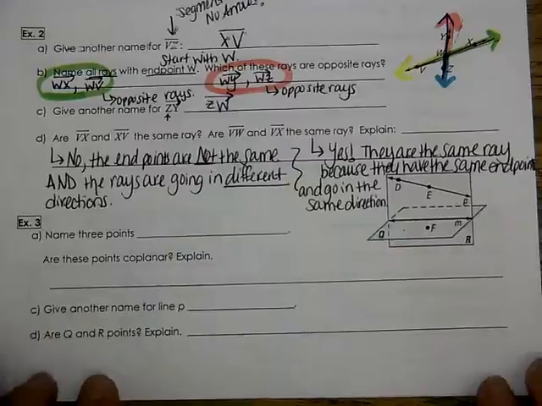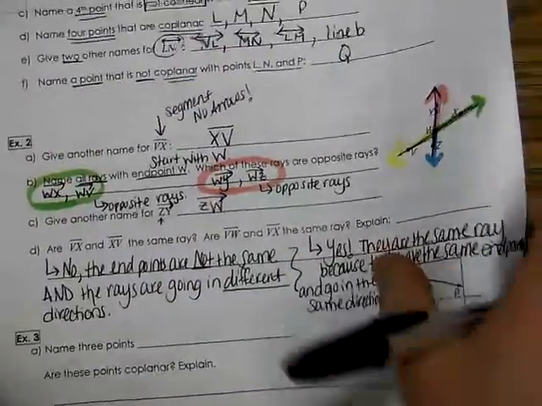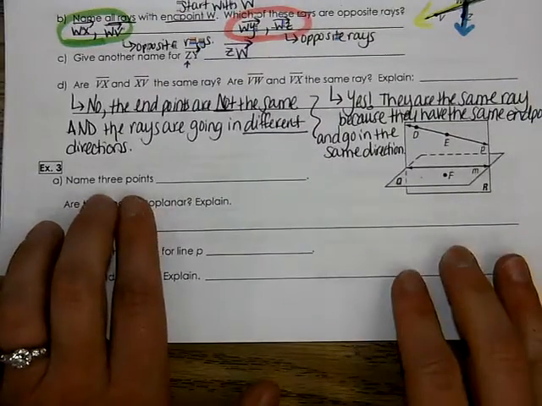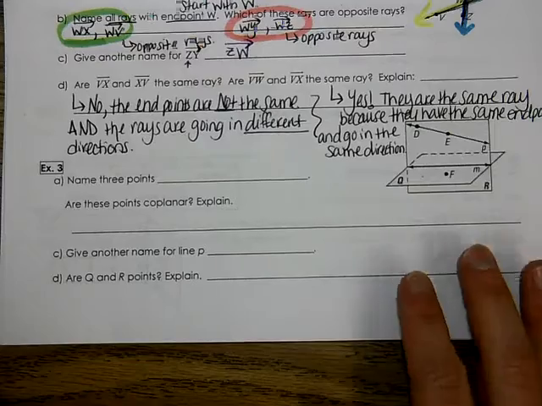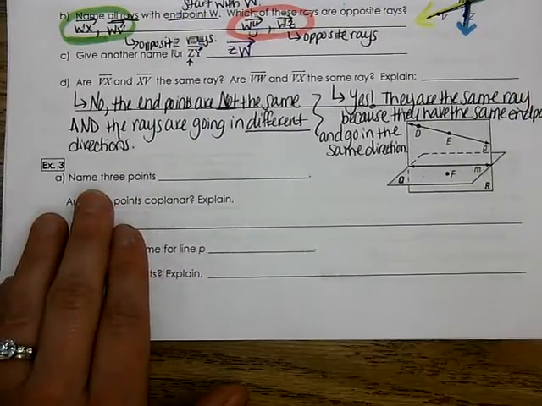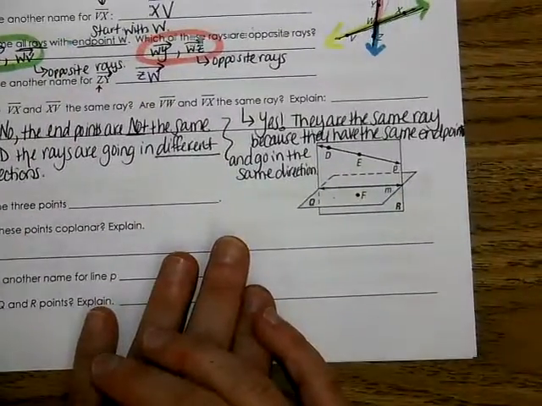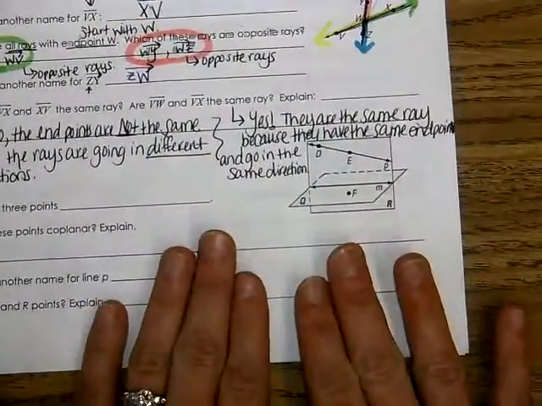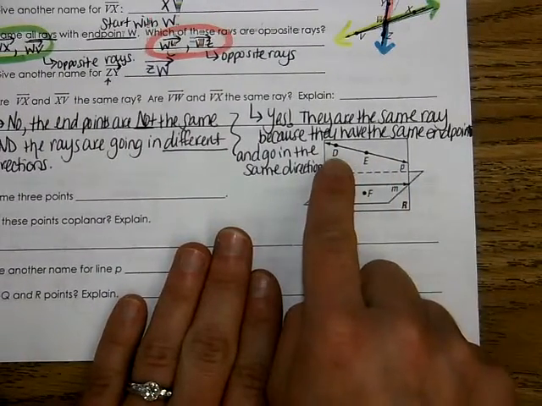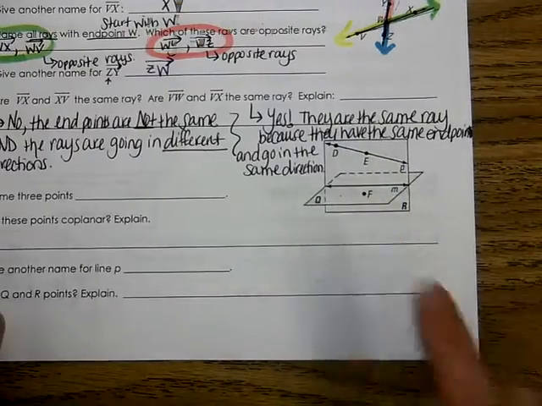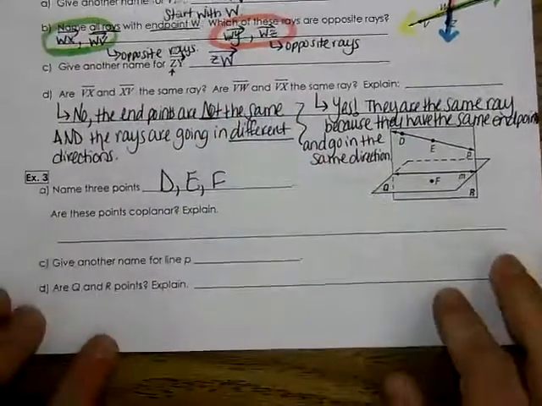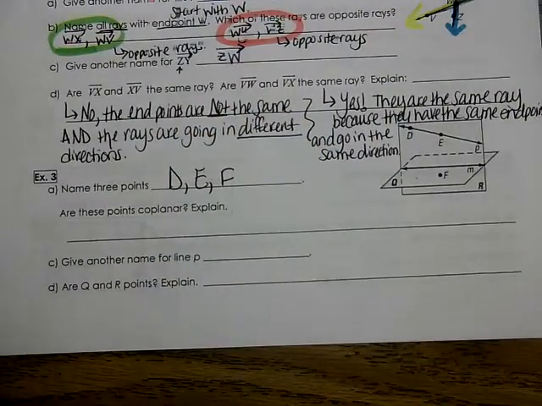Awesome. All right, our last example for today is example number 3, and it says name 3 points. Let's go ahead and look at that. All you have to do is just name any 3 points. So let's look at our 3 points in this picture. I see a lot of letters, but I'm only interested in the ones that have a dot next to them. And so I see D, E, and F. So let's go ahead and name them. D, comma, E, comma, F, because we're talking about points, so we would separate them with commas.